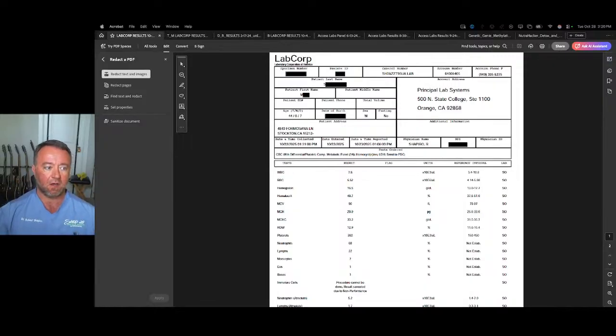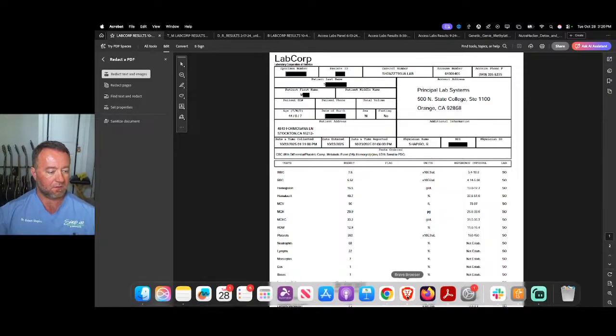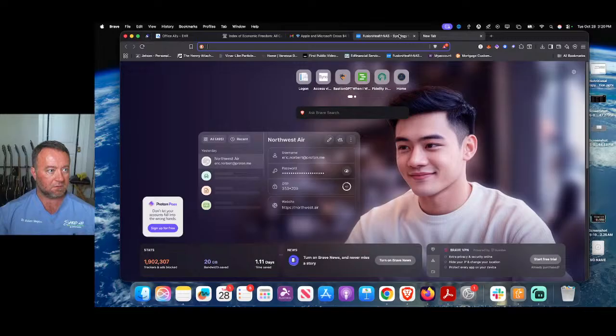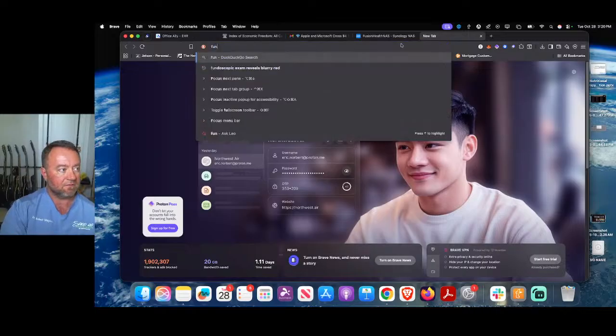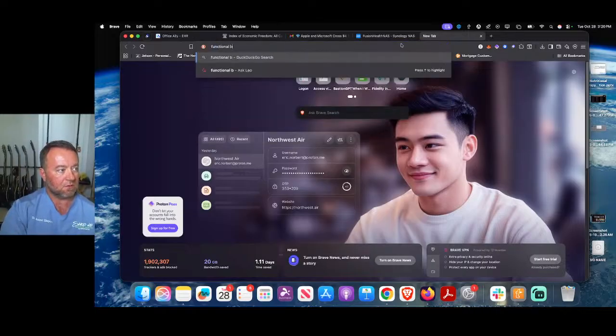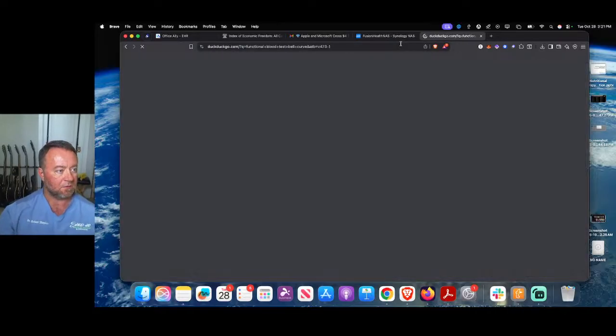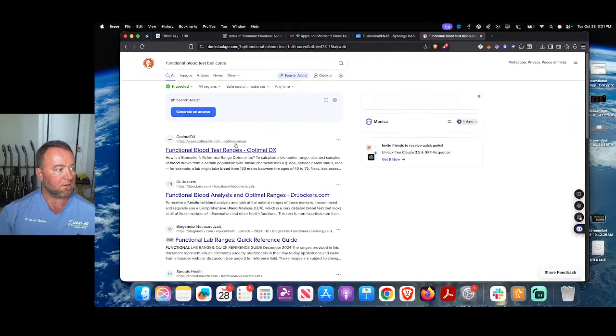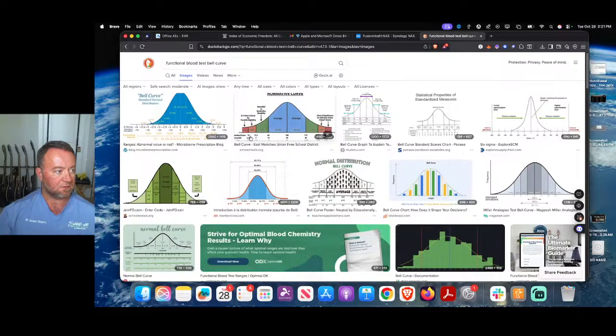So let me pull up something here. Let me come and let me do this. So, all right, so let's look at functional blood test bell curve. See how we can, let's go images. Okay, cool.